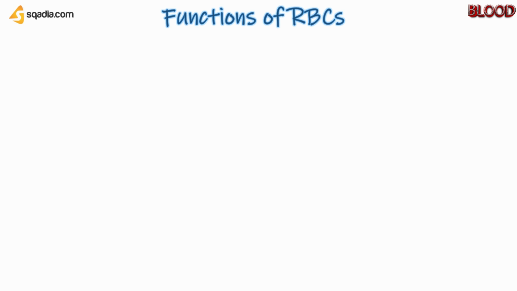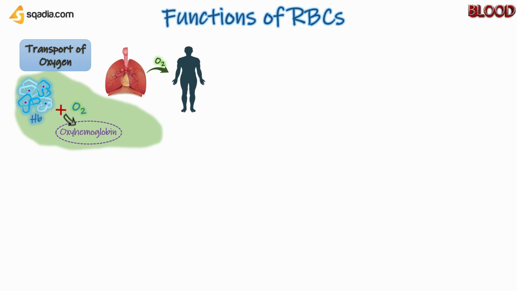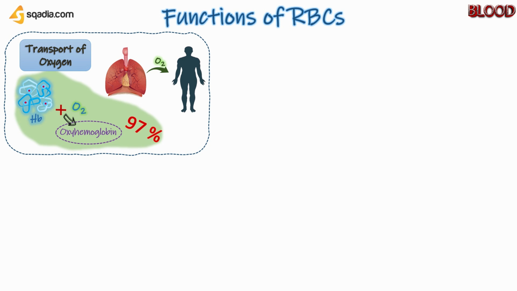Although the major function of RBC is the transport of respiratory gases, it mainly performs 4 functions. First, transport of oxygen from the lungs to the tissues. Hemoglobin in RBC combines with oxygen at the level of alveoli to form oxyhemoglobin. About 97% of oxygen is transported in blood in the form of oxyhemoglobin.